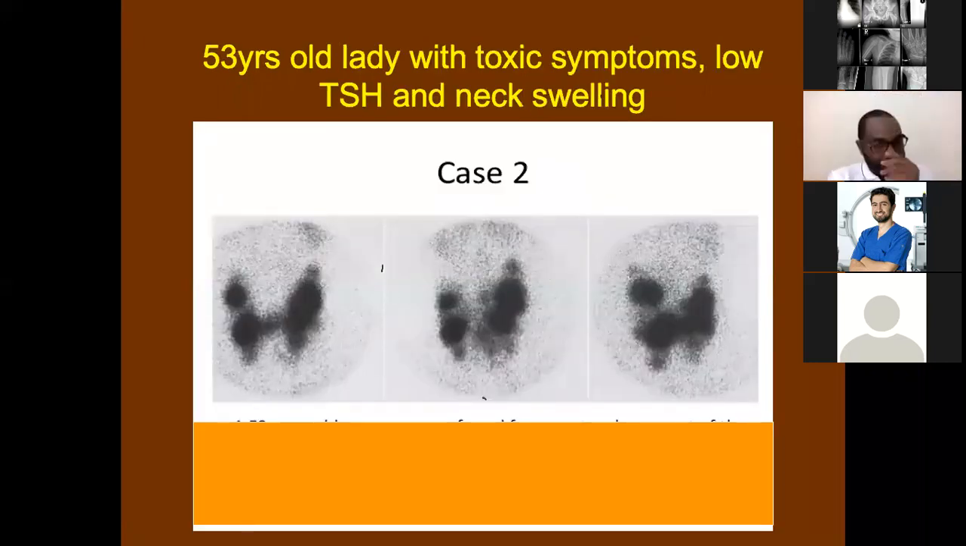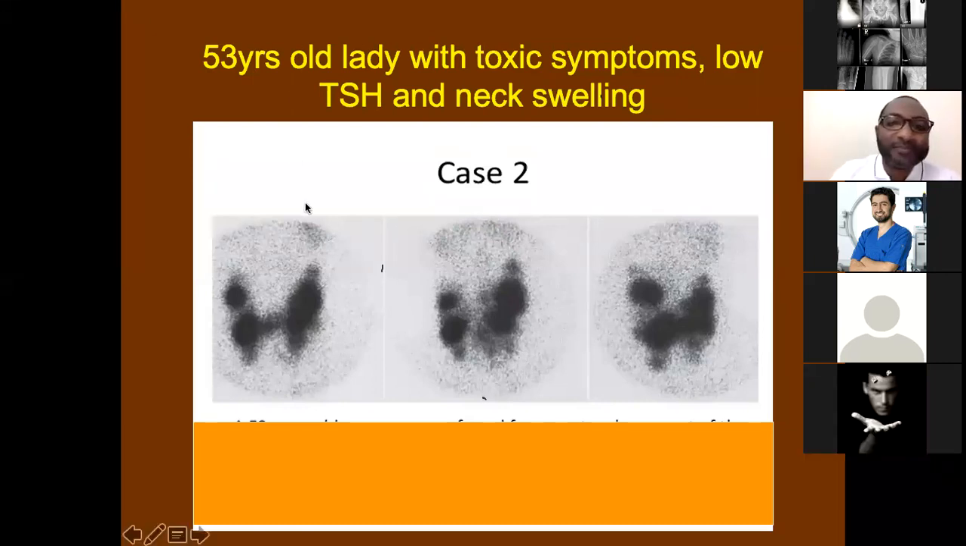Any other candidates can raise their hand. Anyone volunteering to accept the case? Okay. Again, Dr. Isam Hashim, if you are available to take the case, no problem. Okay. Dr. Amr, yes, Dr. Amr, this is a 53-year-old lady with toxic symptoms. Yes. She has symptoms typical of hyperthyroidism, and she has a low TSH and a neck swelling. So she did a thyroid scintigraphy.